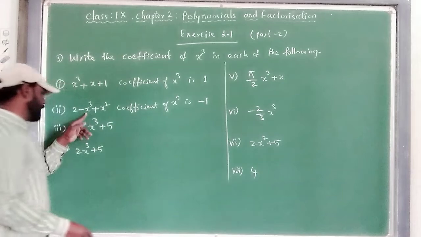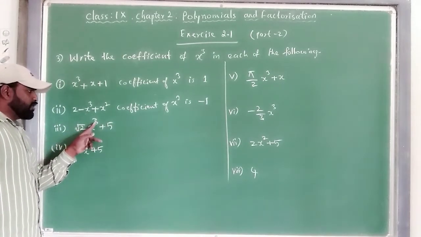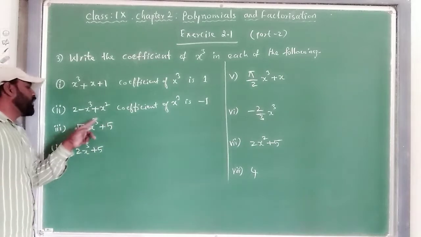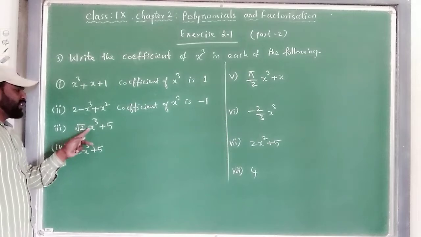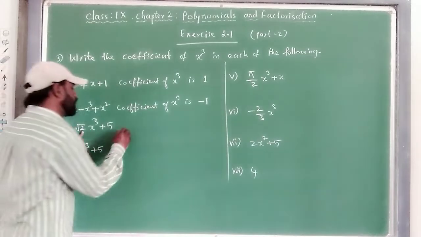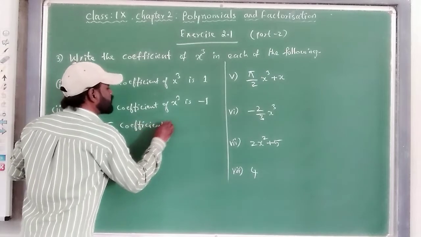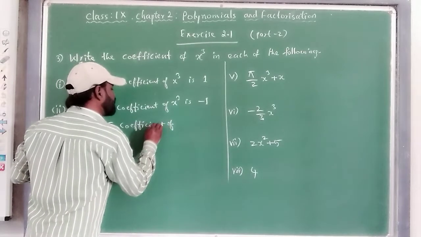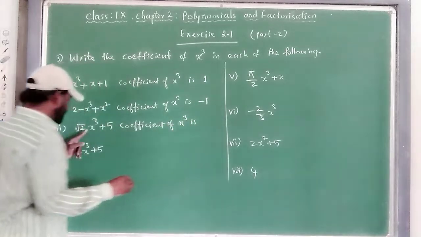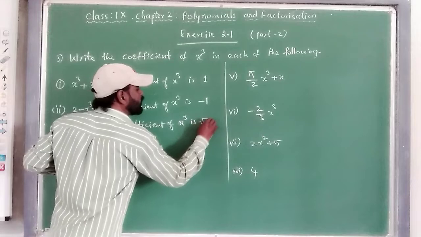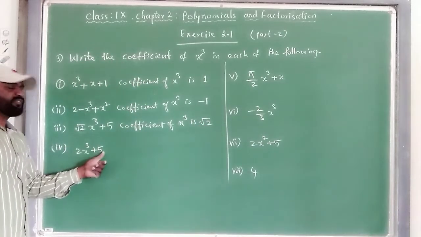Next, third one, you see: square root of 2 into x cube plus 5. Only we need to focus on the x cube term. What is the coefficient in front of x cube? Square root of 2. So this is the coefficient of x cube in this expression. Square root of 2.